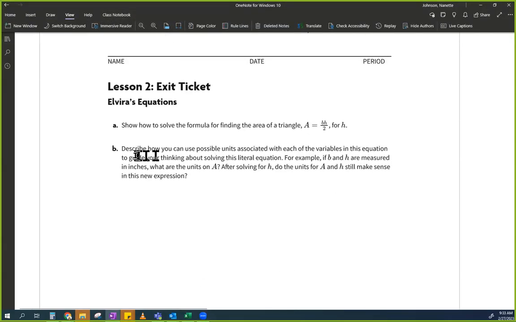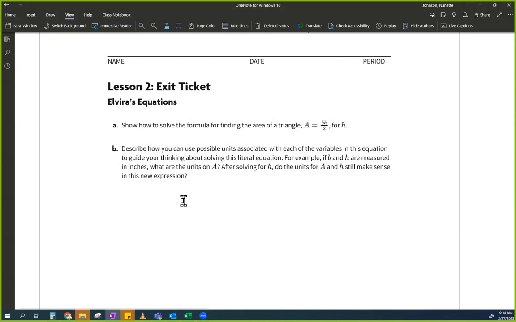For this triangle, the second question is: describe how you can use possible units associated with each of the variables in this equation to guide your thinking about solving this literal equation. Literal just means it has a bunch of variables in it. For example, if B and H are measured in inches, what are the units on A? After solving for H, do the units for A and H still make sense in this new expression?